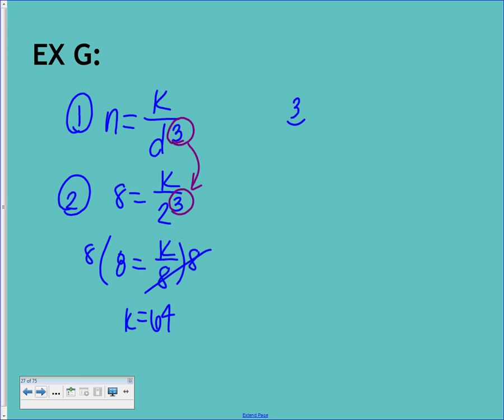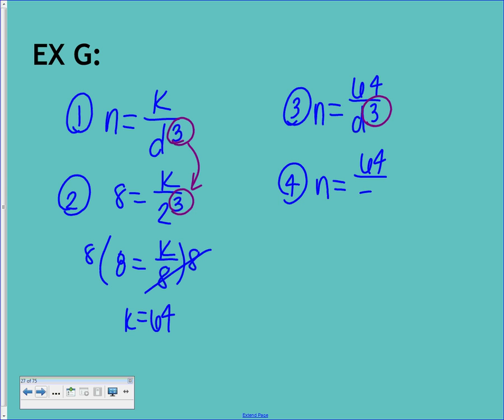So step 3 is to rewrite my equation with my k value in it. So n equals 64 over d to the third. Again, you are bringing over this exponent in every single step. And now in step 4, it says find n when d equals 4. So I'm going to plug in 4, and I'm still going to have it to the third power, bringing that down too. So n equals 1. So big diameter, I can only get one orange in a box. Probably not very realistic. Okay, there's example G.